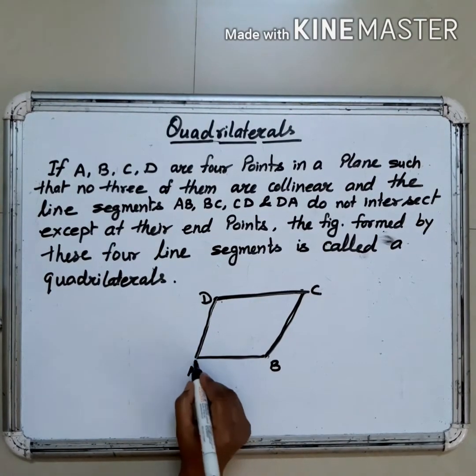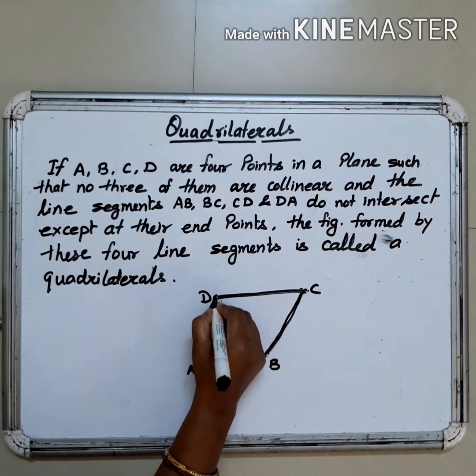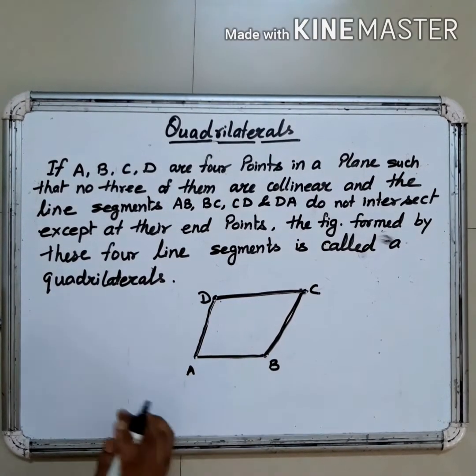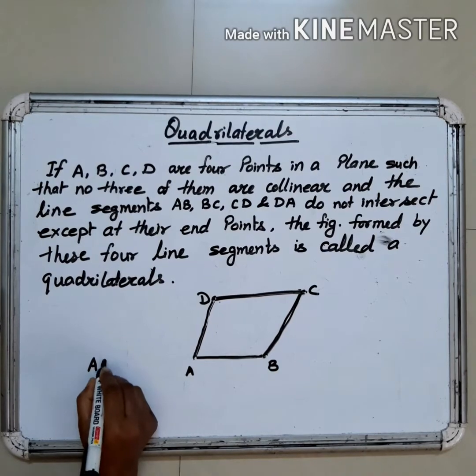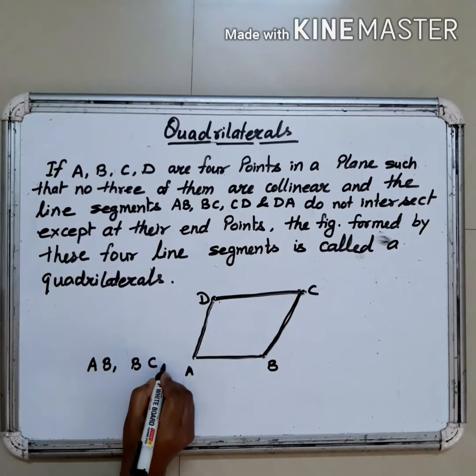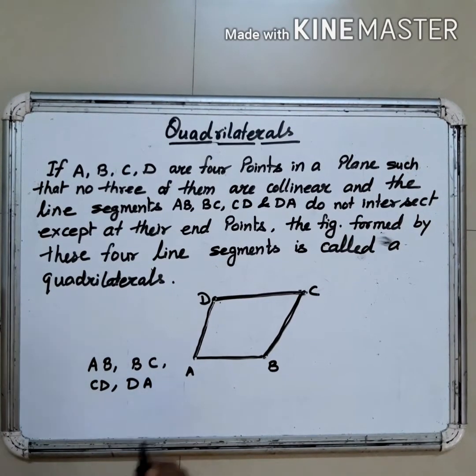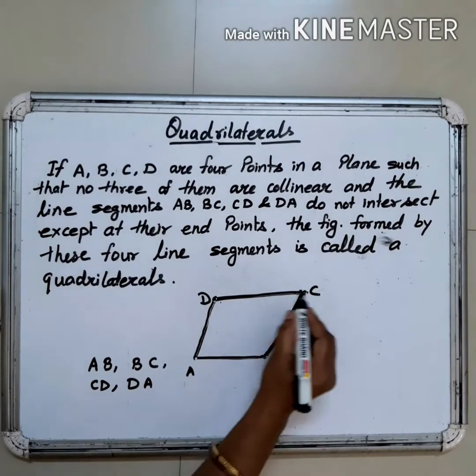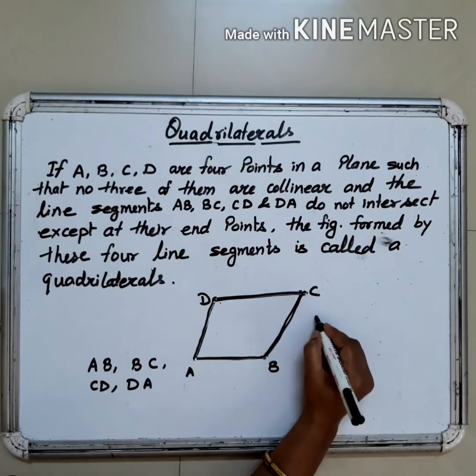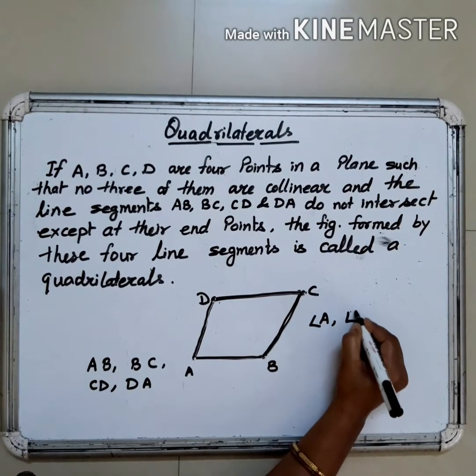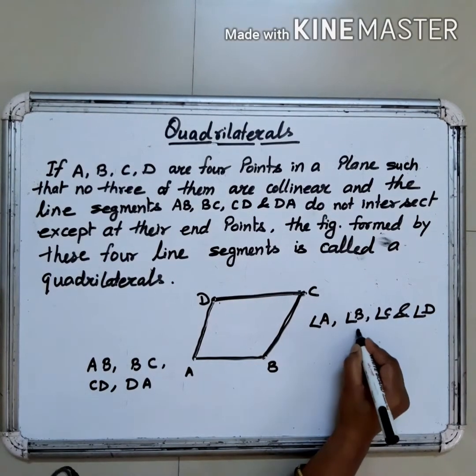Here A, B, C and D are the vertices of the quadrilateral, and in this figure the 4 line segments are called the sides of the quadrilateral: AB, BC, CD and DA. There are 4 line segments, 4 vertices A, B, C and D, and 4 angles of the quadrilateral. They are represented as angle A, angle B, angle C and angle D.